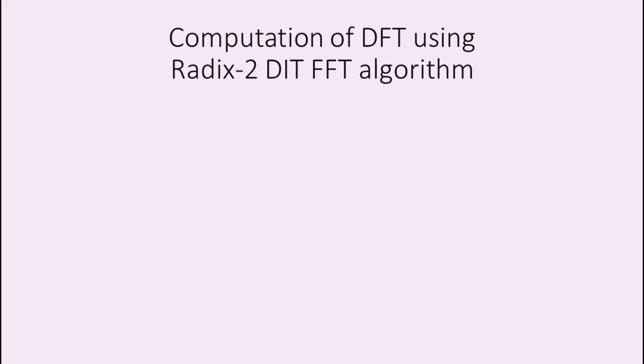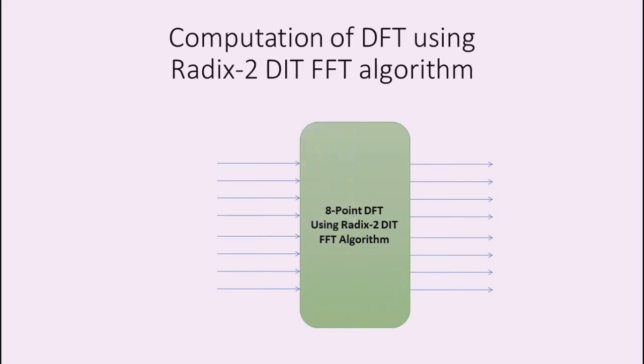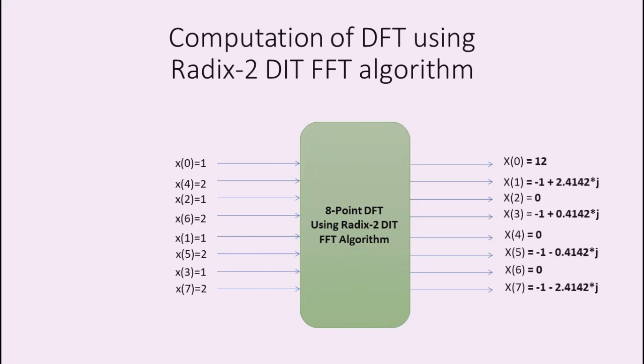So in this way we can calculate 8-point DFT using Radix 2 DIT FFT algorithm, and inputs are in order x0, x4, x2, x6, x1, x5, x3, x7, and outputs are in order capital X0, capital X1, capital X2, capital X3, capital X4, capital X5, capital X6, and capital X7.